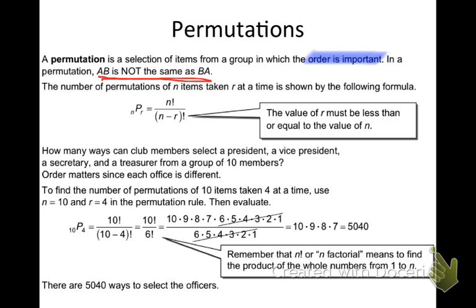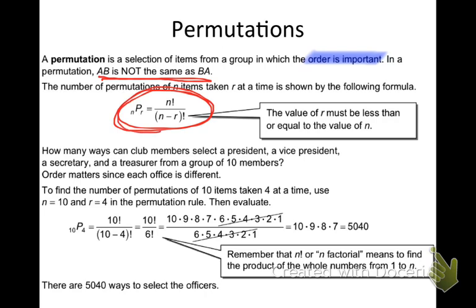Another example is, a lot of times I use a track meet. A lot of us do track. We talked about earlier hockey rankings. It makes a big difference if you're number 4 or number 20 in the nation. The order is important. But again, the number of permutations of items taken at a time is shown by the following formula. This is the permutation formula.